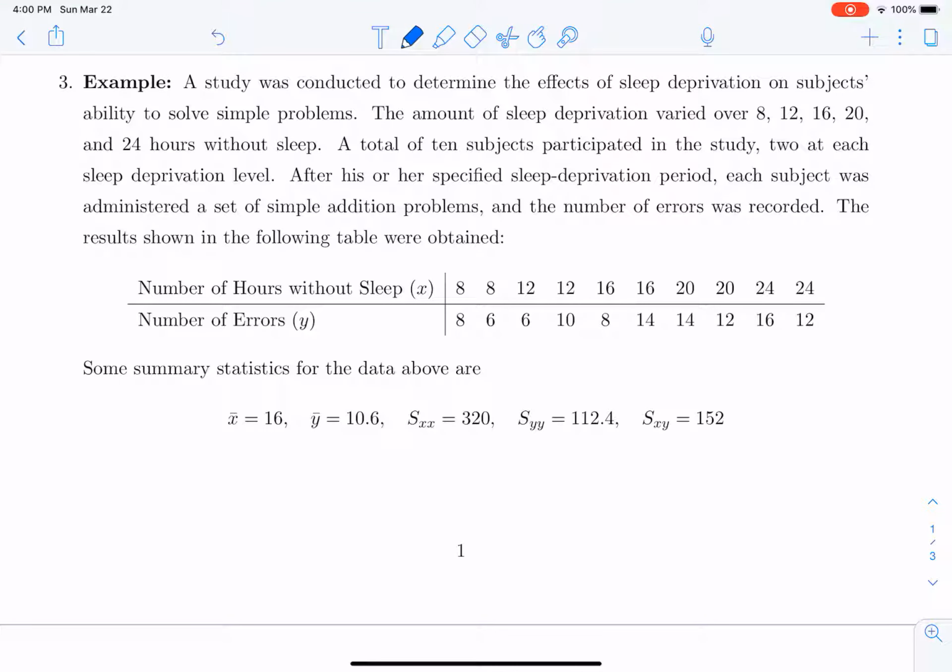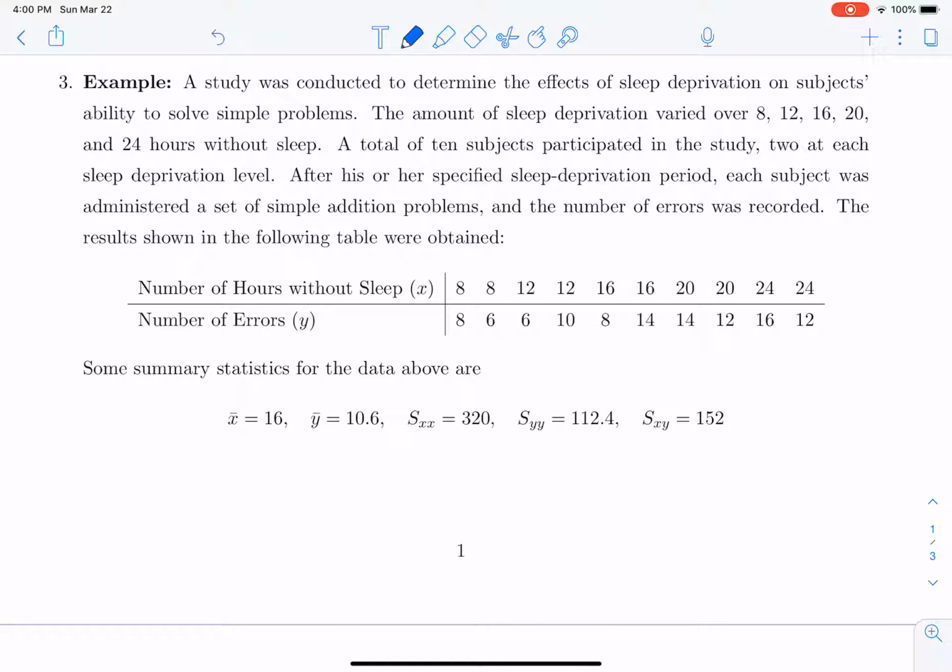Let's now move on to an example. So we have a study that was conducted to determine the effects of sleep deprivation on subjects' ability to solve simple problems. The amount of sleep deprivation varied over 8, 12, 16, 20, and 24 hours without sleep. A total of 10 subjects participated in the study, 2 at each sleep deprivation level.